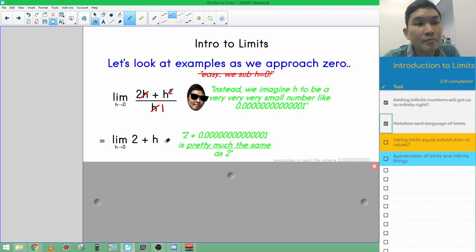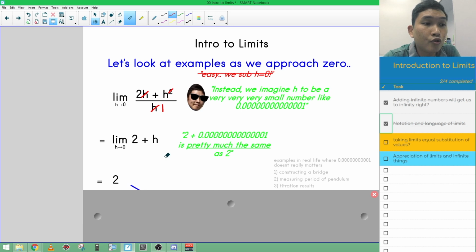Okay, and it is at this point of time you think to yourself, wait, if h is a number that's just very, very small, then it's pretty much the same as 2. It's pretty much the same as 2. So after that, you can drop the lim sign, right? This is where we use the limits. We say that the limit of this thing is pretty much 2. Yeah, so we applied limits to that and we get 2.